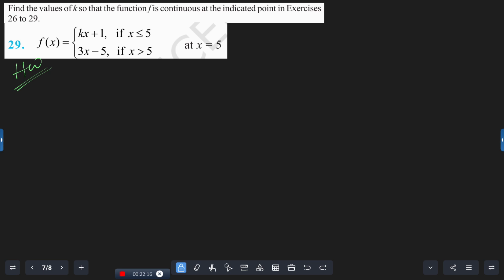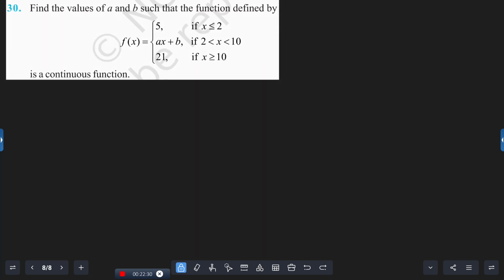Understand? Same model. Here also we take the left hand limit and right hand limit only, because the interval is given. At 5 you have to check. Kindly check this. Is it okay? Right. Next we will go to question number 30, the last question of the exercise.